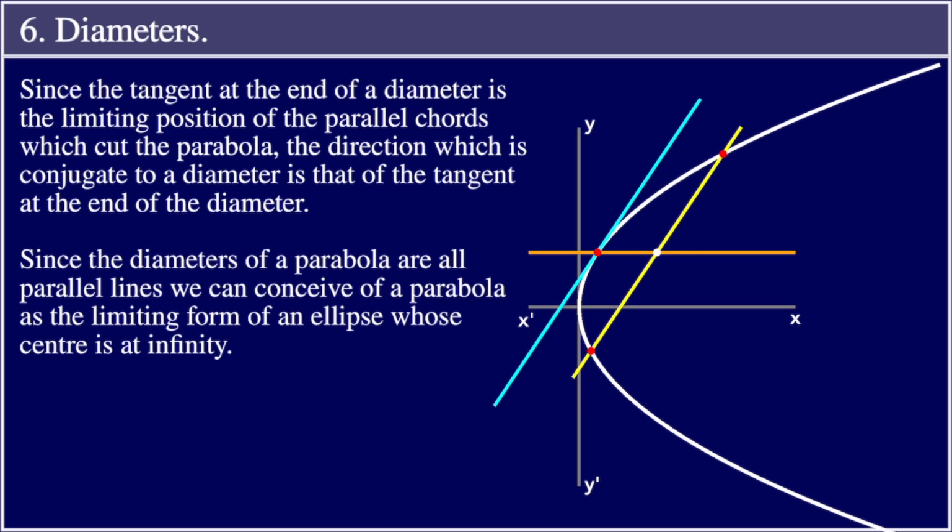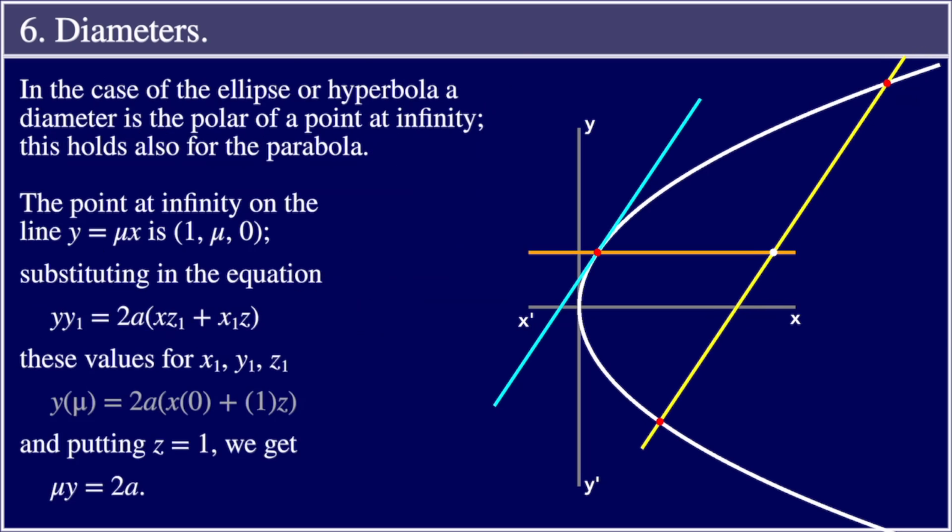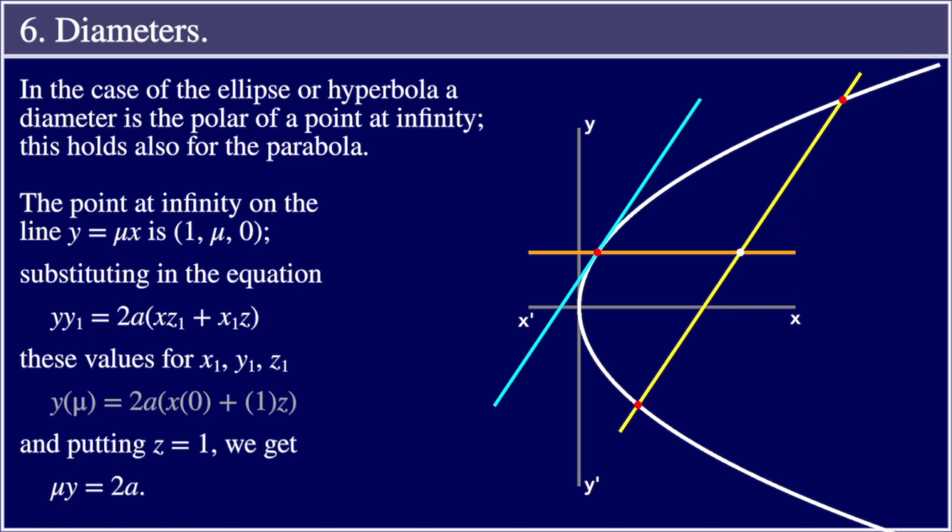Since the diameters of a parabola are all parallel, we can conceive of a parabola as the limiting form of an ellipse whose center is at infinity. In the case of the ellipse or hyperbola, a diameter is the polar of a point at infinity. This holds also for the parabola.